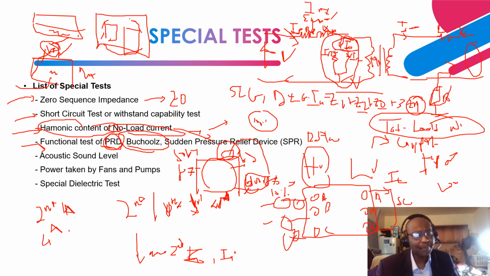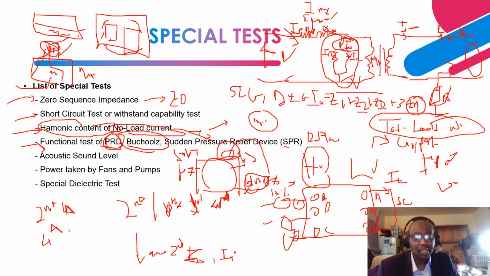Another function is incipient gassing, right? Due to broken connections, due to broken strands, due to broken turn-to-turn shorts, right? That creates gassing. The gas rises up and collects into a chamber, and based on the volume of gassing, it activates a switch and provides an alarm, right? So that is the Buchholz device.